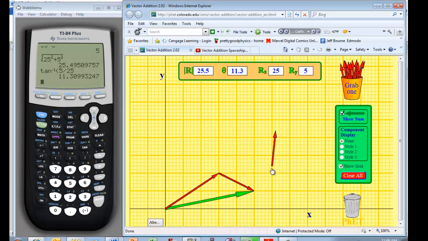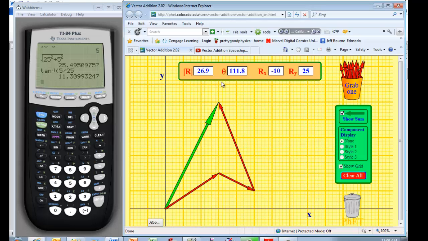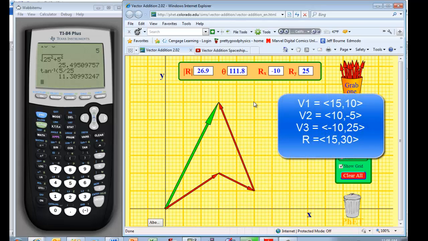Now if you have a third vector, you still just do head to tail addition. It's always the head of one attached to the tail of the next one. So I'm going to make this third vector quite a long vector. In fact, let's look at it. This vector is, well, it's 10 to the left, so that's negative 10, and 25 up. If I use the Pythagorean theorem between these two, I'd get 26.9.